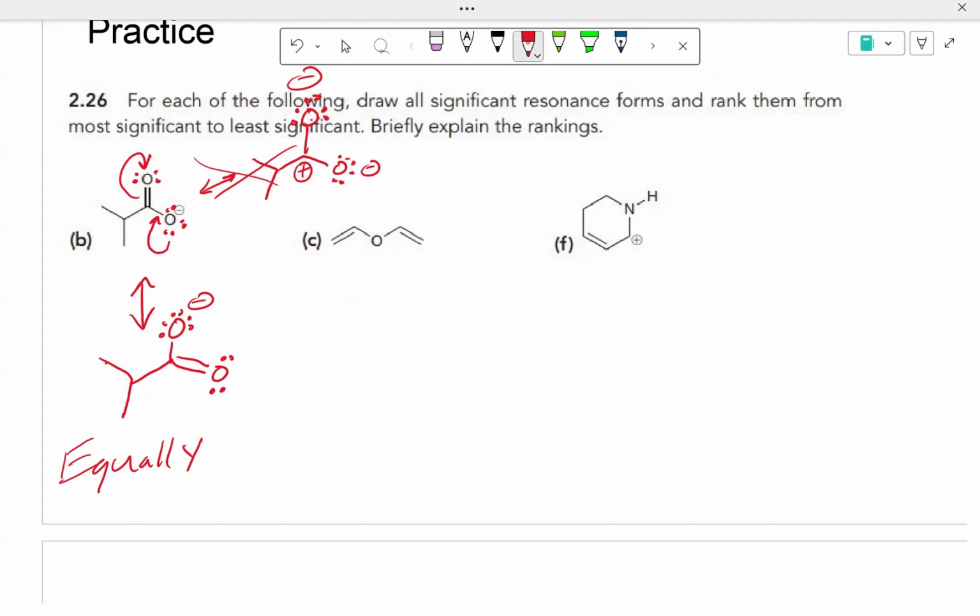All right, so let's look at C. So notice I have a lone pair in an allylic position. And I can go either to the left or to the right. I'm just going to move this way here. I could have gone to the left as well. And so I can draw a resonance form like this. Let's deal with our formal charges. Oxygen will be +1 because it lost a lone pair. This carbon will be -1 because it gained a lone pair.